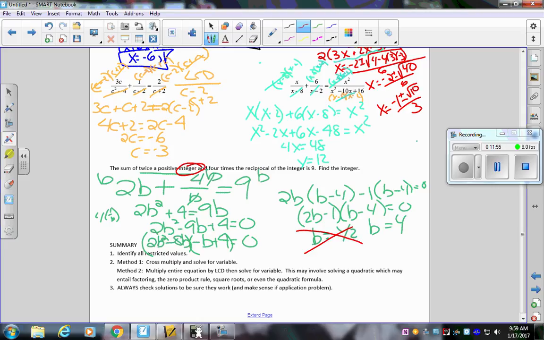Actually, it would work. If you plug the 1/2 in, it would still check out, but the problem is putting a restriction on what type of answer they want. They want an integer answer. So therefore, I have to get rid of that 1/2, because a fraction is not an integer. So my answer is 4.